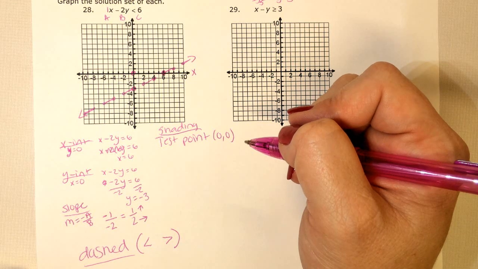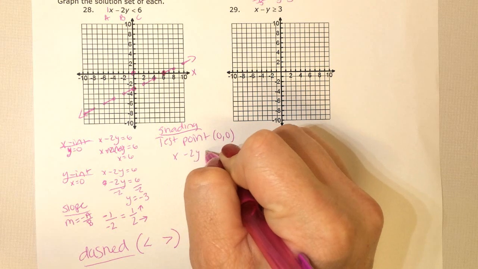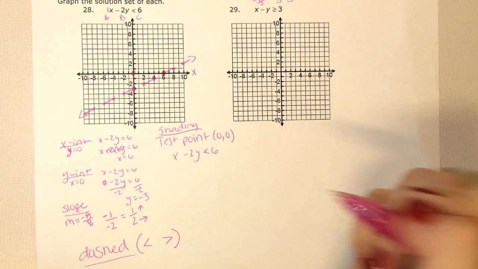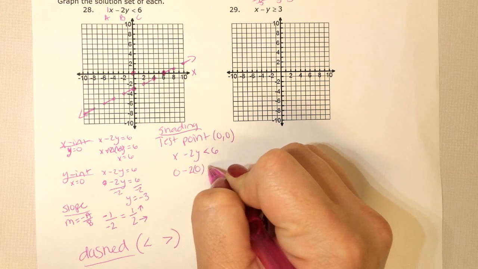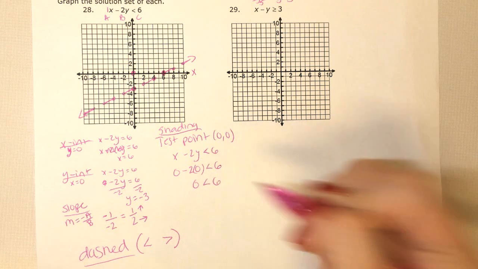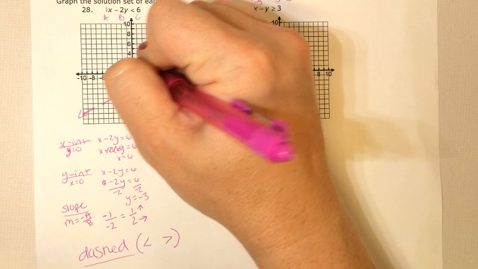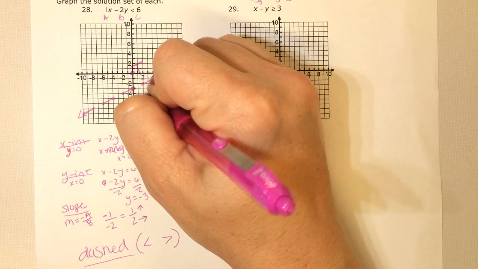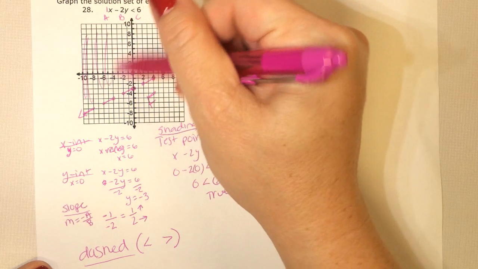So I have x minus 2y is less than 6. And instead of x and y, I'm going to put 0. So 0 minus 2 times 0 is less than 6. Well, 0 minus 0 is just 0. Is 0 less than 6? Yes, it is, so this is true. Therefore, this side is true, and if that side's true, this side is false. So we always shade the true side, which would be above.